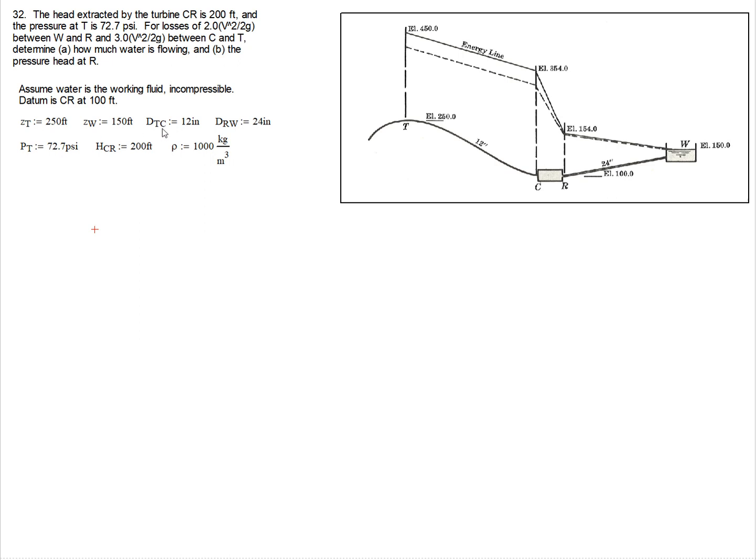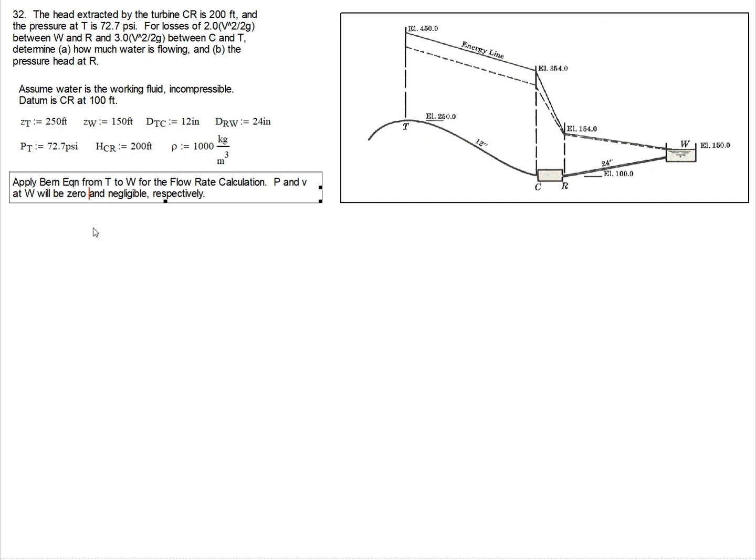So I've got some elevations, I've got the diameters, I've got the pressures. This is the head from the turbine that's being generated, and I'm using a nominal density of water of 1,000 kilograms per meter cubed. I'm going to apply the Bernoulli equation from T to W for the flow rate calculation, and then the pressure and velocity at position W are going to be zero and negligible, respectively.